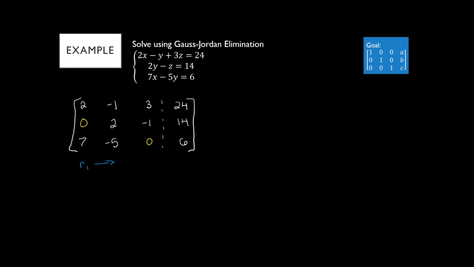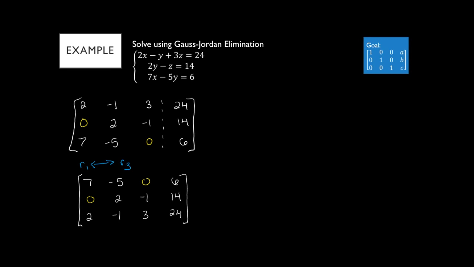So row 1 and row 3. We'll switch directions so we can make sure that we have that 0 where we want it to be. So we've got 7, -5, 0, 6, 0, 2, -1, 14, and then 2, -1, 3, 24. And so now we've got at least 2 zeros in the correct places from where we need them to be.